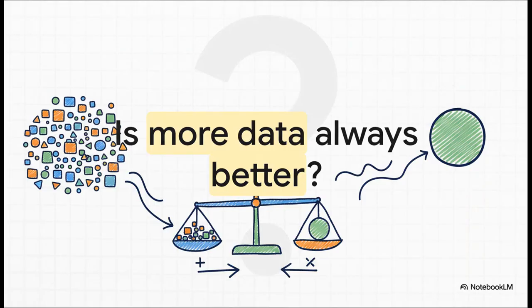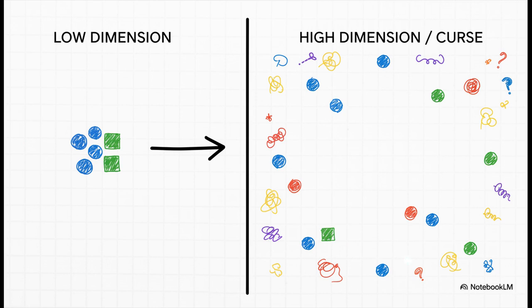We hear it all the time. More data is always better. But in the world of machine learning, that can be a really dangerous assumption. Let's dig into why that is. The reality is, a lot of the time, just adding more features, or what we call dimensions, to your data can actually do more harm than good. It creates a problem with a very cool, very fitting name, the curse of dimensionality.